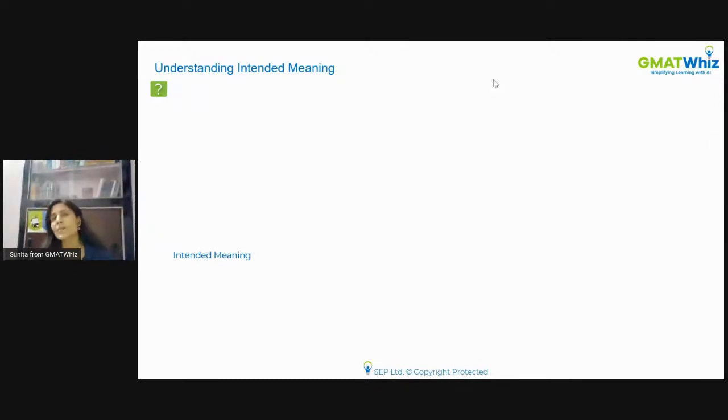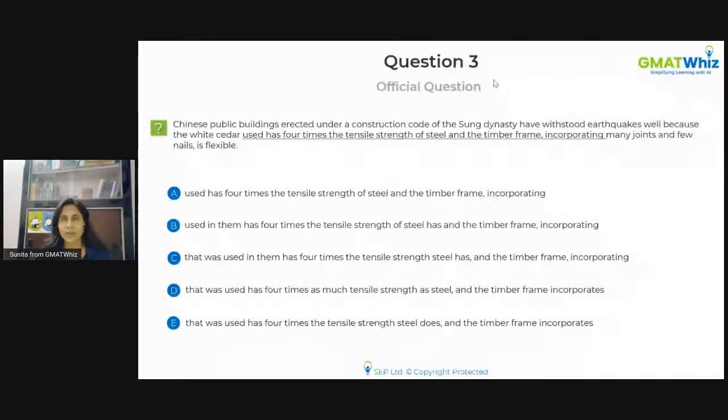So at GMAT Wiz, we also teach you where exactly to break, how to contextualize, and how to relate back to the rest of the sentence so that you get a comprehensive meaning, even if the sentence is very complicated. For example, look at this. This is a long sentence. So how do you make sure that you break this and read this in one go, you don't waste time, and you're able to get the intended meaning so that it helps you eliminate the answer choices smoothly? That is why we use this method.